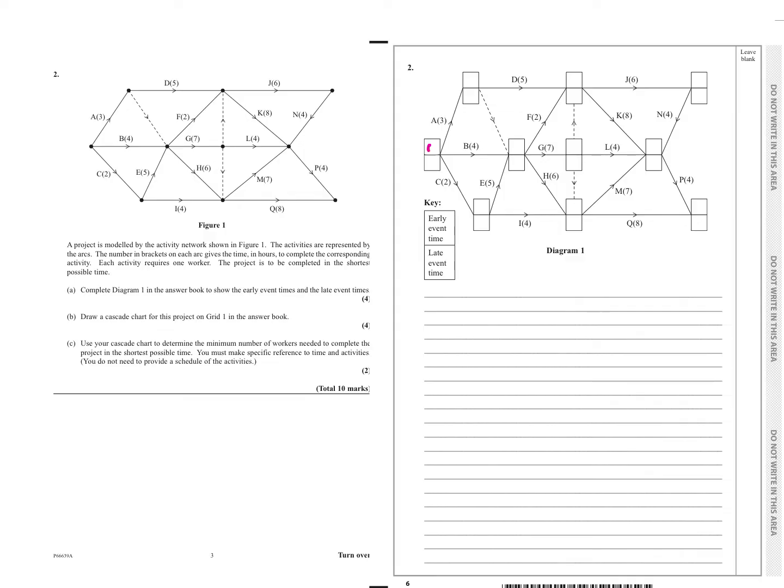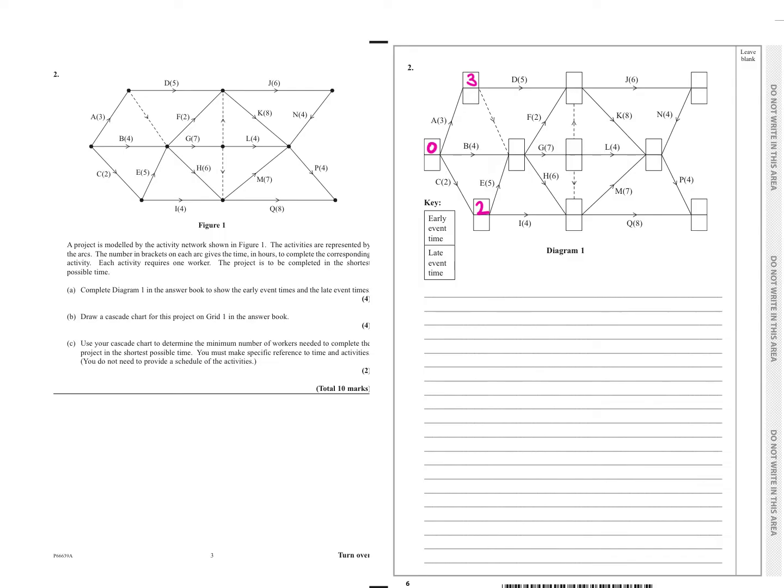We know the start node is 0. There's only 1 way to the second node, so that must be free. When I get to this one, there's 3 ways into here, so I best sort out this one first. So this one is definitely 2.